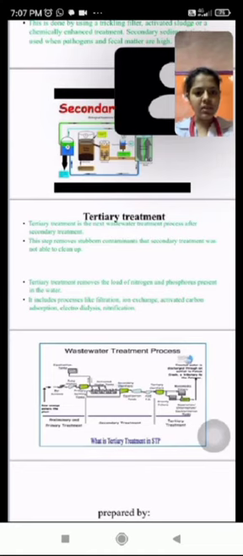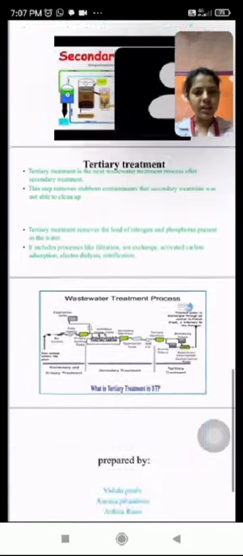Tertiary treatment. Tertiary treatment is the next wastewater treatment process after secondary treatment. This step removes stubborn contaminants that secondary treatment was not able to clean up. Tertiary treatment removes the load of nitrogen and phosphorus present in the water. It includes processes like filtration, ion exchange, and activated carbon adsorption.